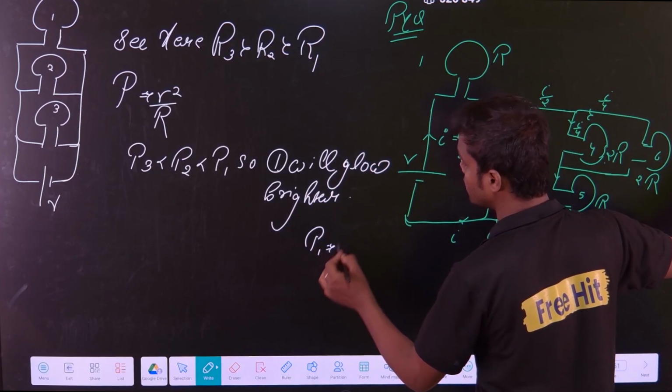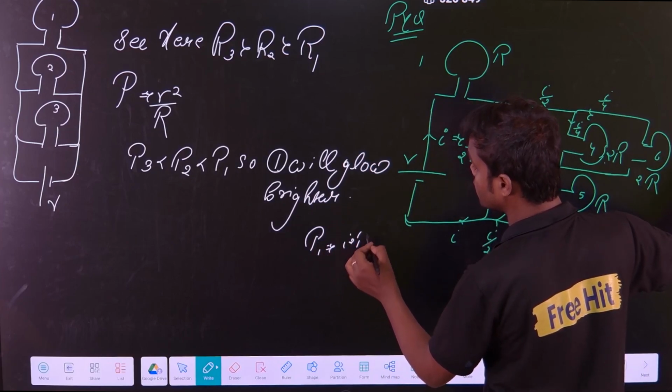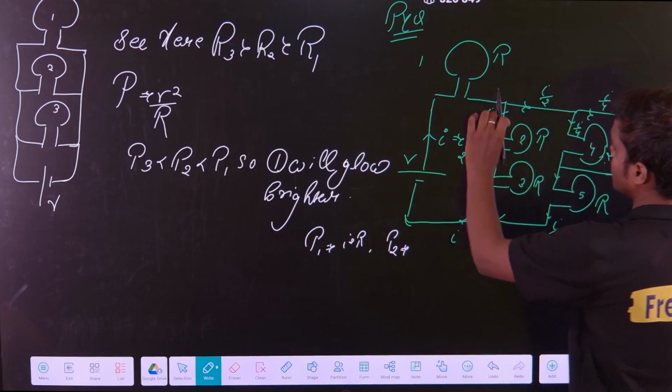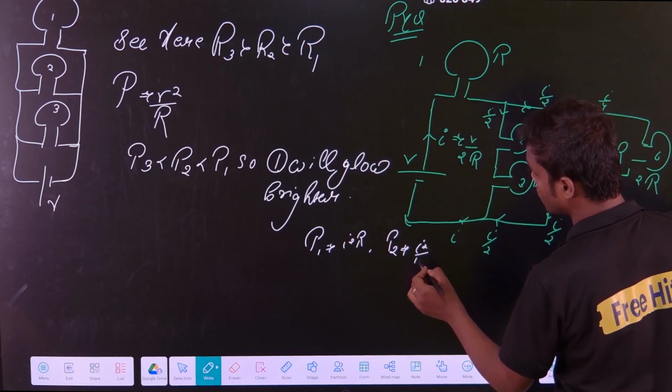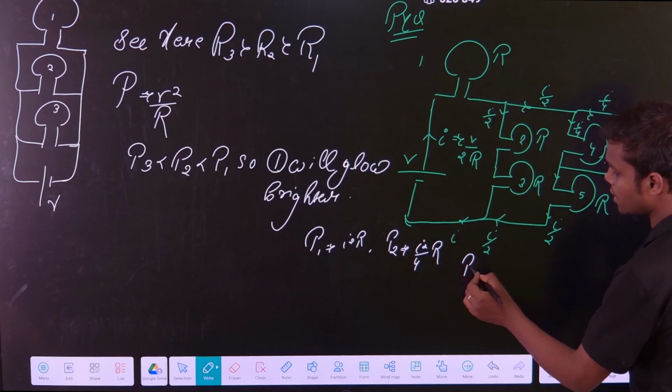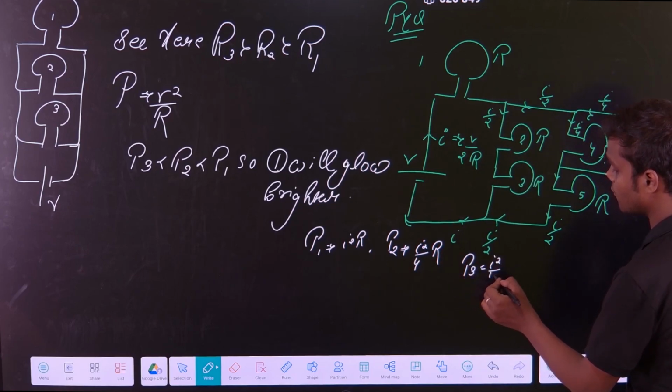So if you will see, the power of P1 will be I square into R, correct? Similarly, what is the power of P2? What is the current in this? That is I by 2, so I square by 4 into R. What is power in P3? P3 will be the same, I square by 4 into R.